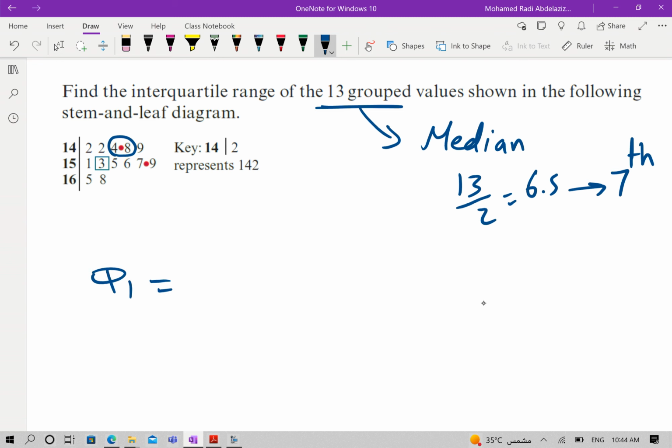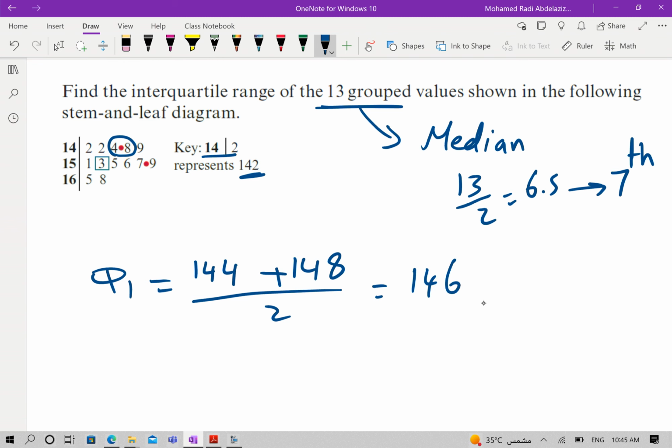So Q1 equals, you have to go back to the original values. Don't say 4 plus 8 divided by 2. Look at the key. What are the original values? The key says 14 | 2 means 142. So the original values are 144 plus 148 divided by 2, which is 146.